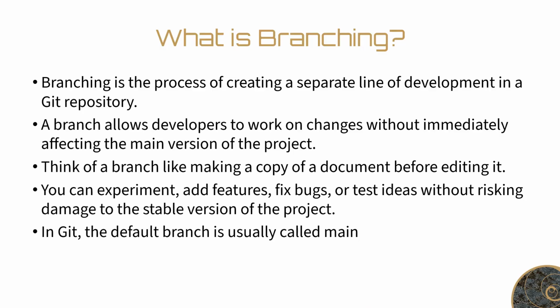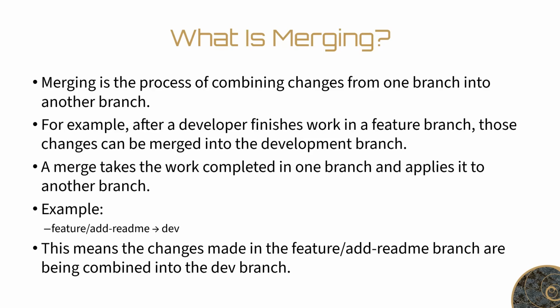It allows us to make changes without immediately affecting the main version of our project. We can use this to experiment with features or bug fixes or test ideas without damaging the stable version of the project. In Git, when we created our repo, the default branch was called main, and we're going to create additional branches as we develop our project.